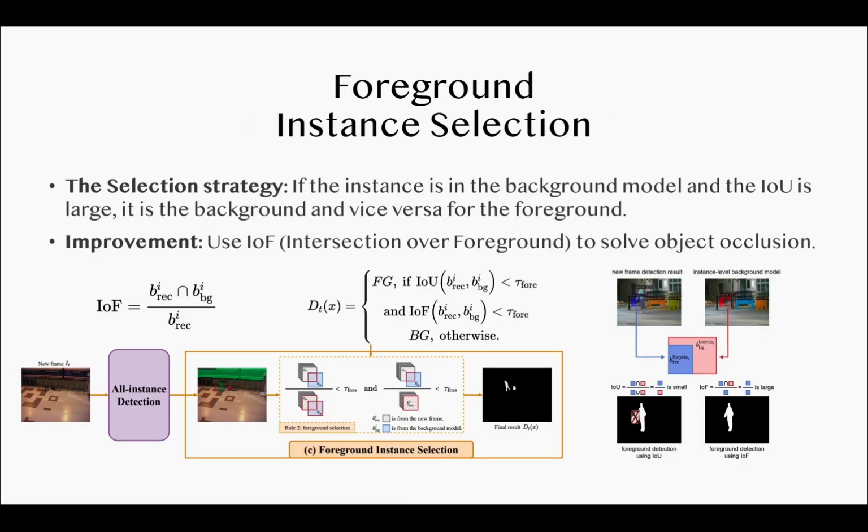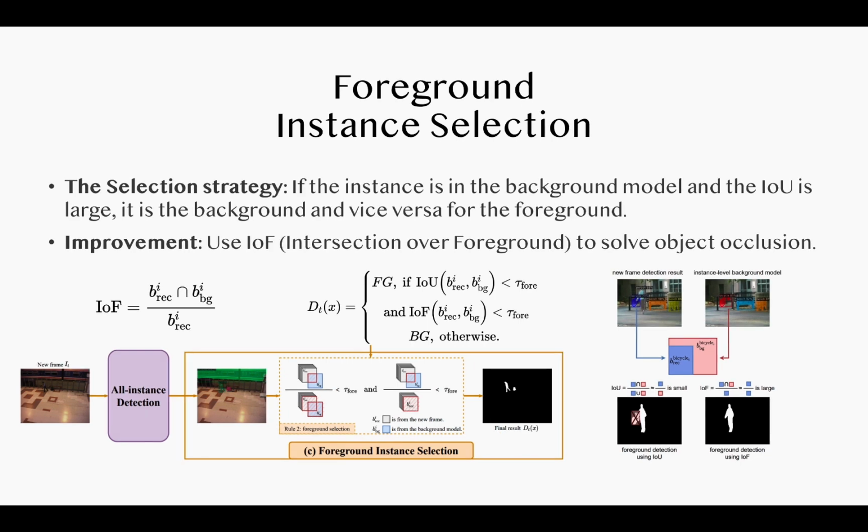For a new frame, we convert it into a structured representation and carry out trajectory tracking. We consider an instance as foreground if it is not present in the background model or if it shows motion when compared to the background model. As shown in the figure at the bottom right, solely using intersection over union to decide whether an instance is moving or not is not effective in dealing with the problem of object occlusion. Hence, we also introduce intersection over foreground to address this issue.